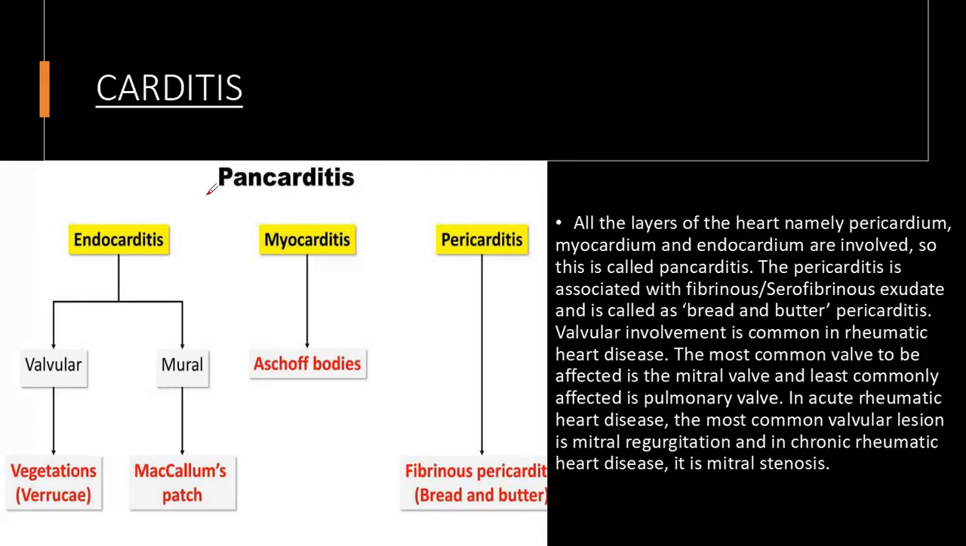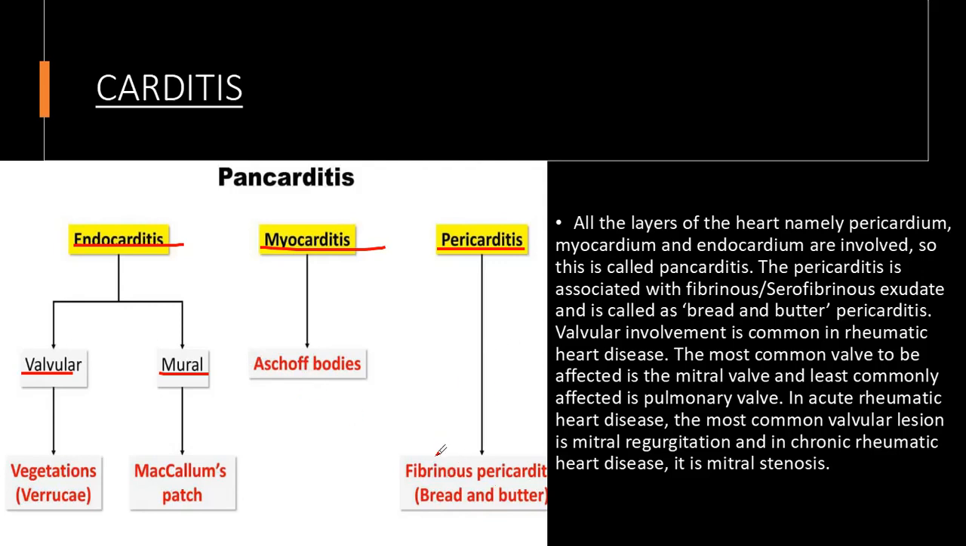Now, carditis involves the three layers, the pancarditis. Remember, it will involve the endocardium, myocardium, and pericardium. And the endocardium has both the muroendocardium and the valvular endocardium. So there will be a valvular endocarditis, which will present as vegetations on the line of closure of the valves, mainly the mitral valve. And muroendocarditis will present as McCallum's patch, especially on the posterior wall of the left atrium. Then you see the Aschoff bodies, which are pathognomonic of acute rheumatic fever.